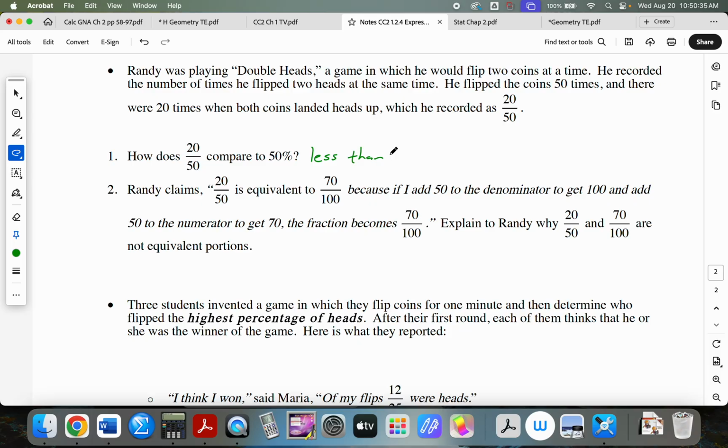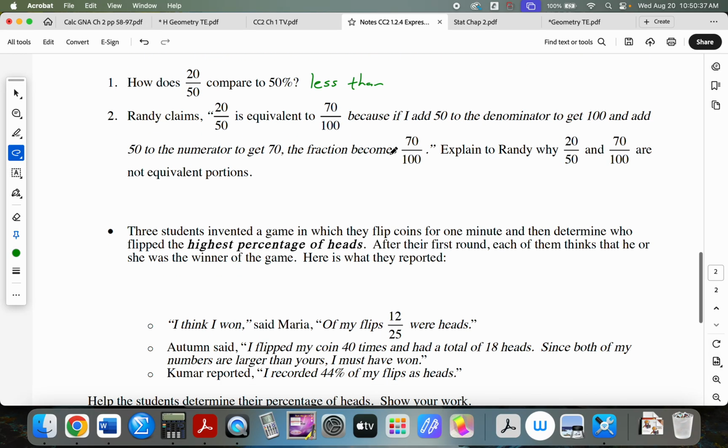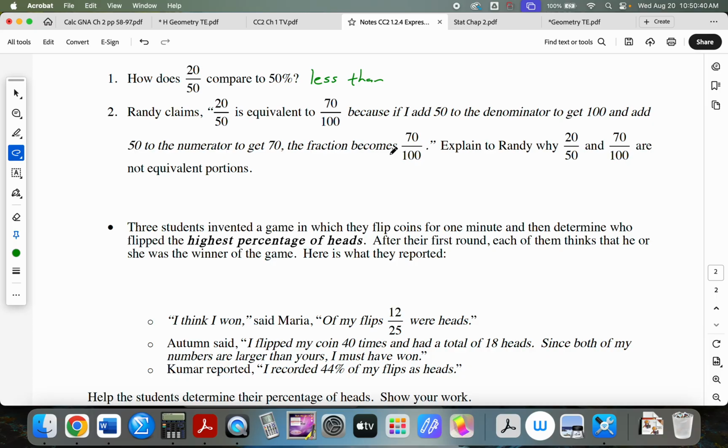And here's where Randy gets into trouble. Randy claims 20 over 50 is equivalent to 70 over 100 because if I add 50 to the denominator to get 100 and add 50 to the numerator to get 70, the fraction becomes 70 over 100. Explain to Randy why 20 out of 50 and 70 out of 100, let's not get too deep into the weeds, but at a quick glance, why can it not be equivalent to one another?